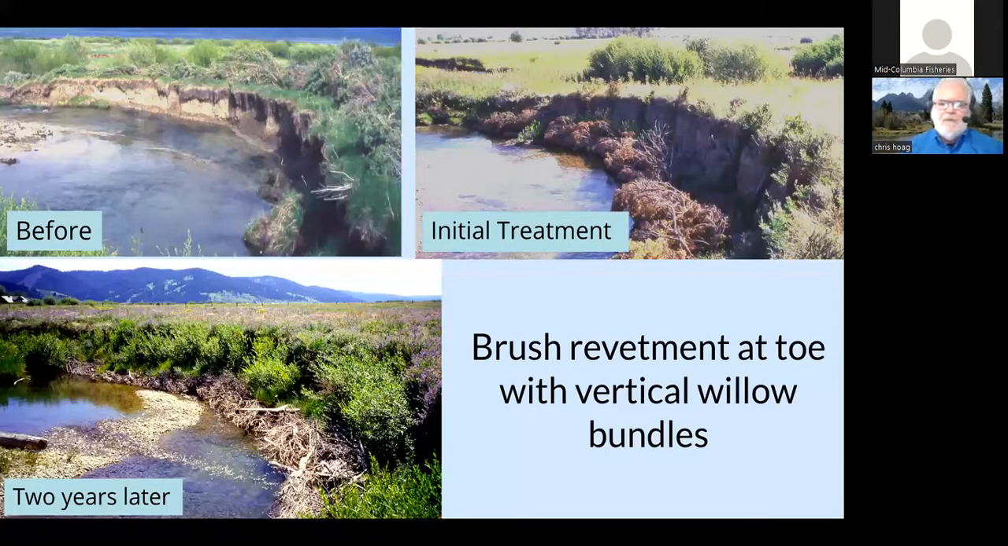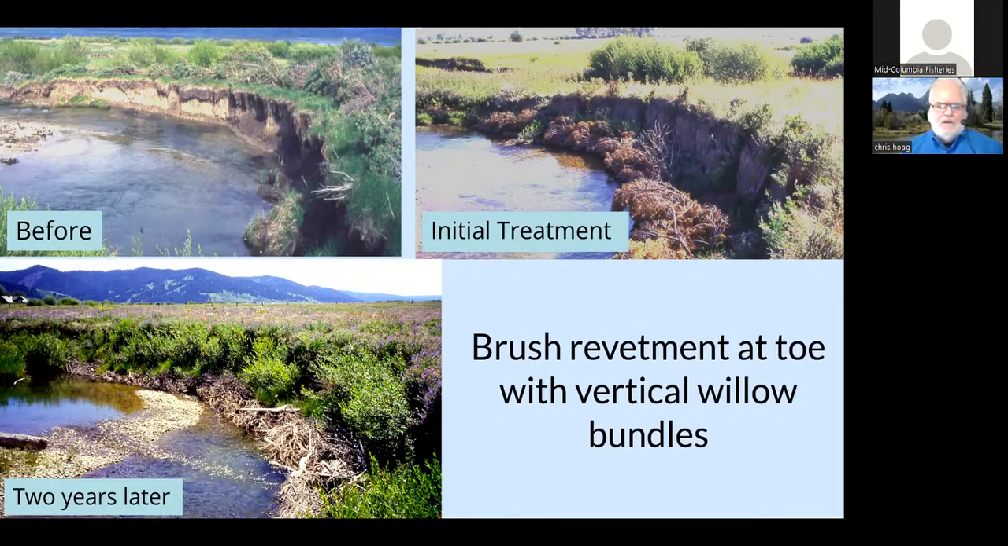This is an example of one we did up near Montana. You can see the cut bank that we had to work with. We didn't want to do any excavation there because this is a salmon stream. So we literally cut trenches into the bank, and you can see on the right side, you'll see little tops of the vertical bundles sticking out of the top of the bank. Those are in the trenches. We stake those down. Then we put revetment in front of those.